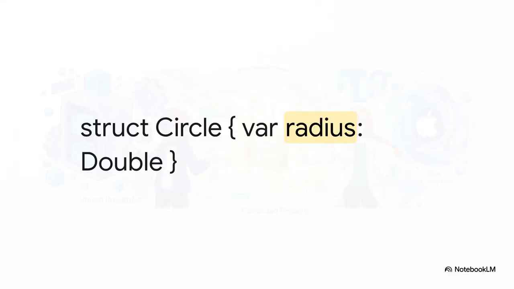Let's look at some actual code. Super simple. We've got a circle struct, and inside, var radius: Double. That radius, that's a stored property. When we create a new circle, the program literally sets aside a little chunk of memory, our box, to physically store a number for that radius.